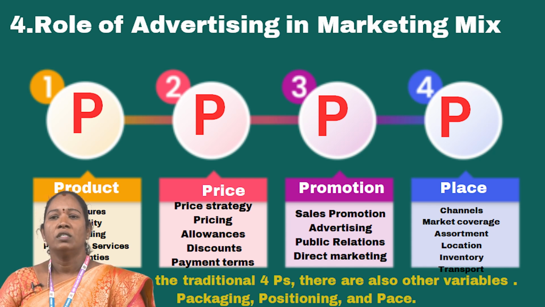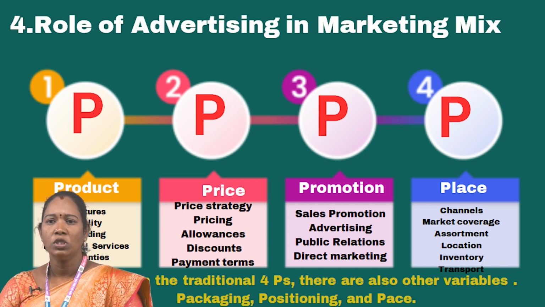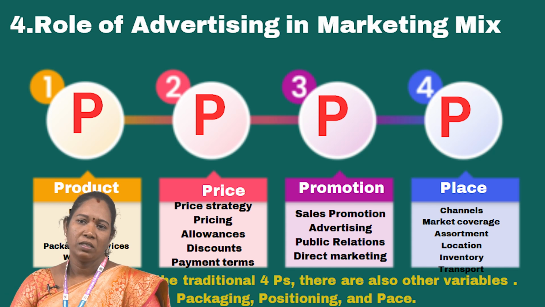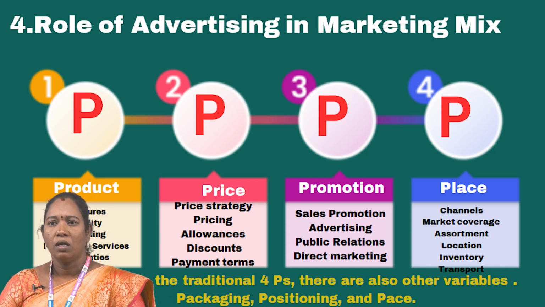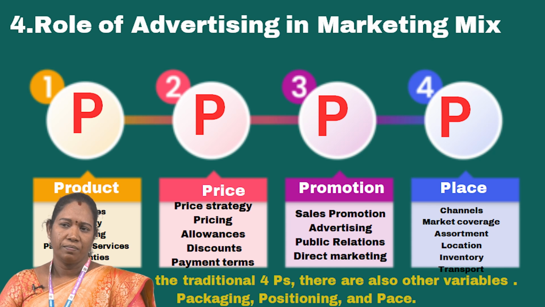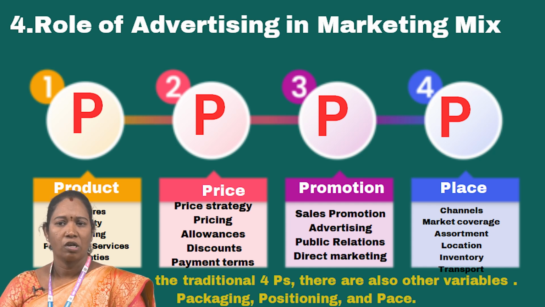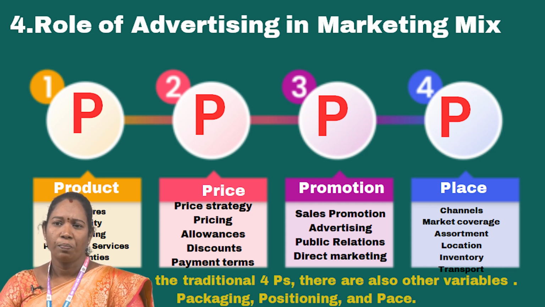The price strategy involves pricing, allowances, discounts, and payment terms in the price activities. Next, the third P, promotion, involves sales promotion of the product or services, advertising, public relations, direct marketing, etc. And the fourth P, place, involves channels, market coverage, assortment, locations, inventory, and transport. Apart from the traditional four Ps, there are also other variables: packaging, positioning, and pace.